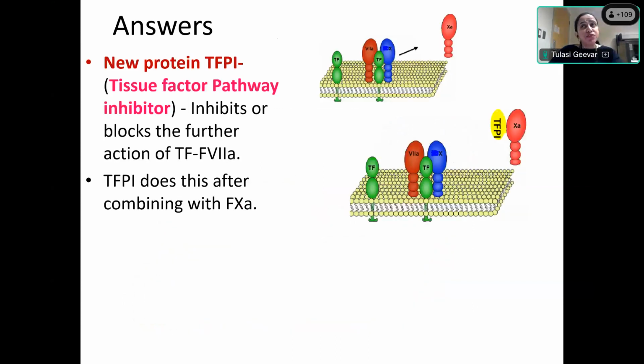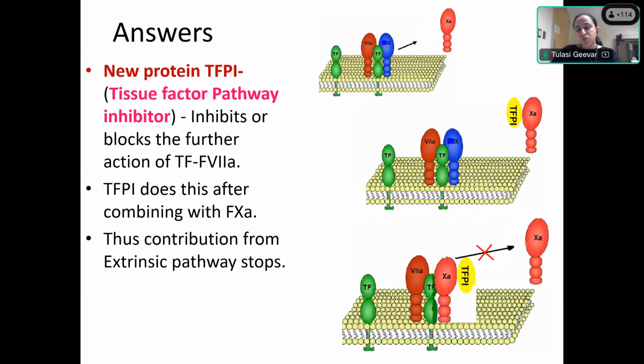And what happens to the extrinsic pathway? There was a new protein which was discovered, which is called the TFPI, or tissue factor pathway inhibitor, which inhibits further contribution of the extrinsic pathway. So this protein goes and binds to the tissue factor 7 and the 10A complex and inhibits further contribution of the extrinsic pathway.